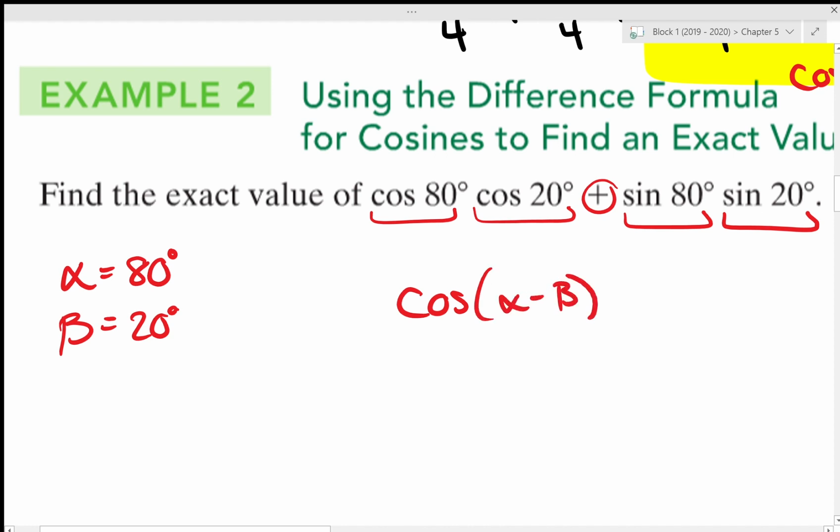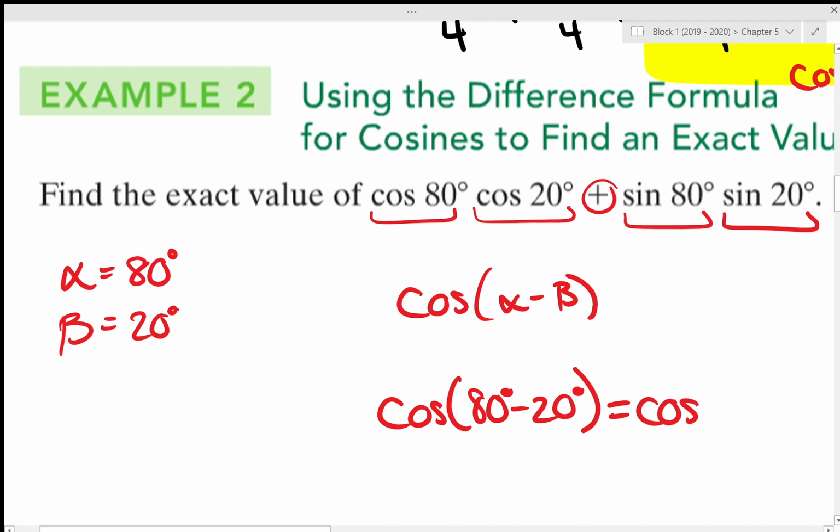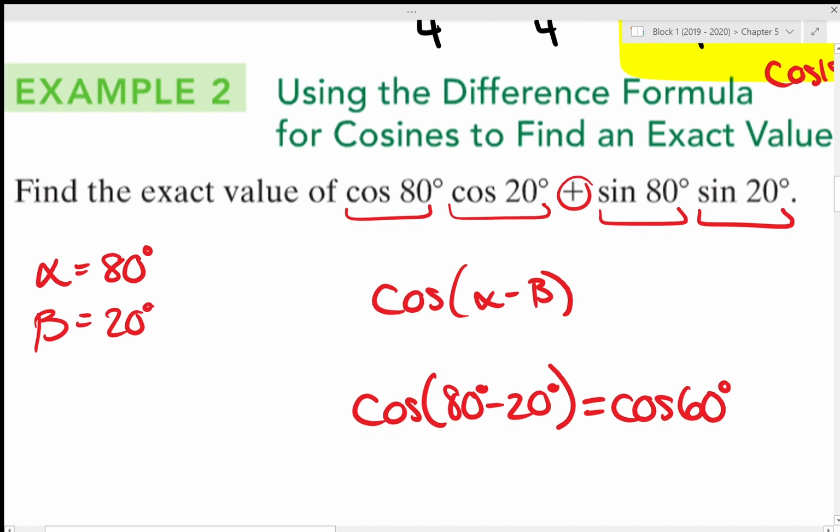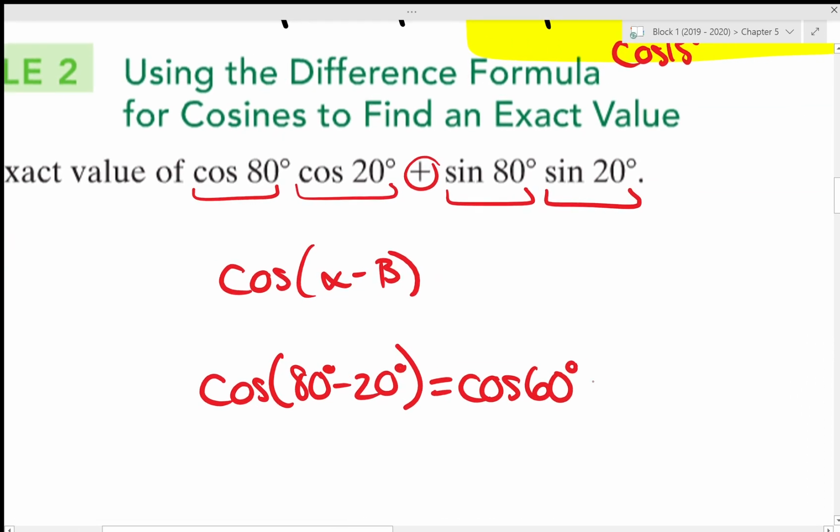Okay, look to see, does this look like one of your formulas? If so, utilize that to condense it. You can expand just as much as you can condense. So, really, this whole thing is the same as cosine of 80 degrees minus 20 degrees, which is cosine of 60 degrees. So cosine of 60, let me look at my unit circle, because that's an angle on my unit circle, and I get 1/2.